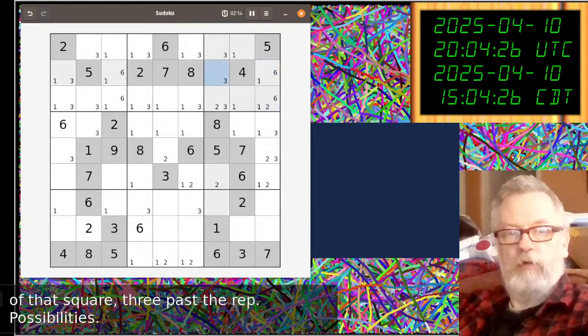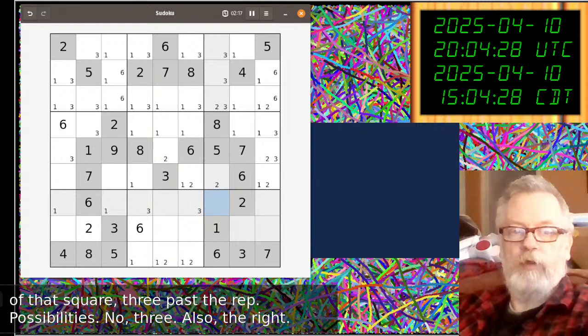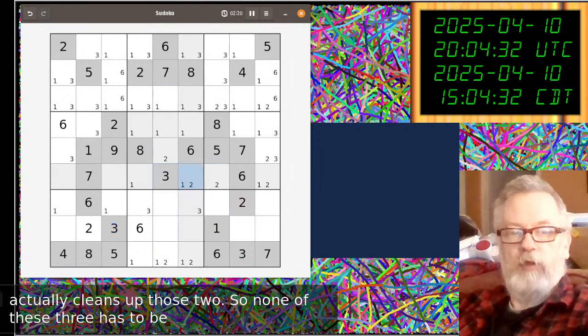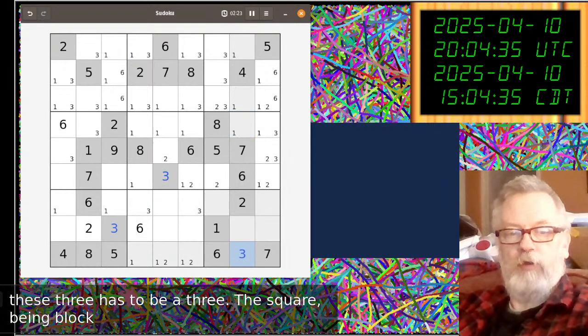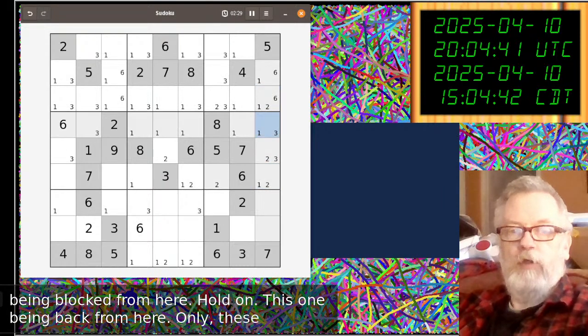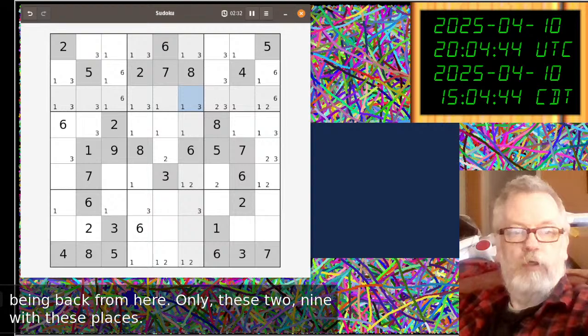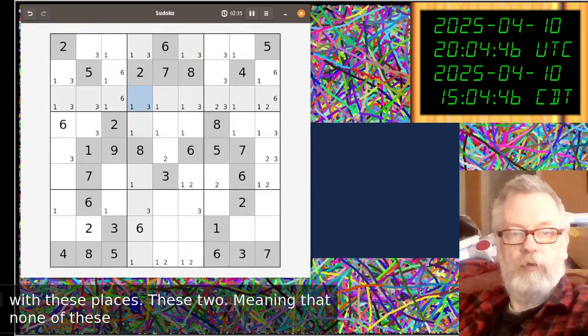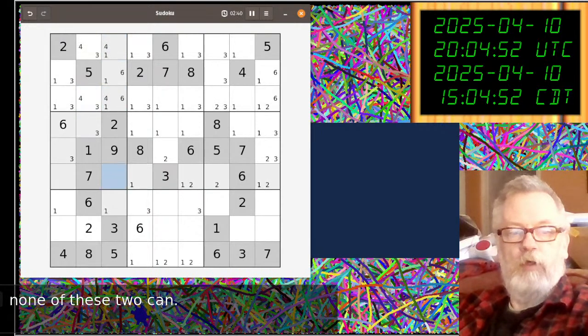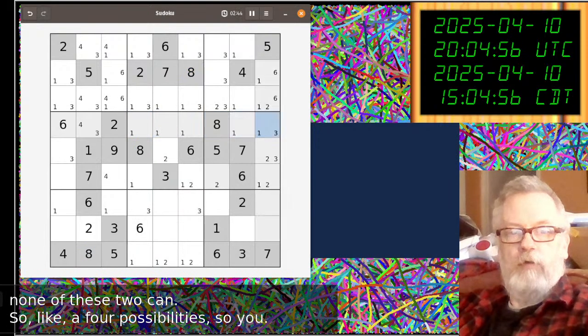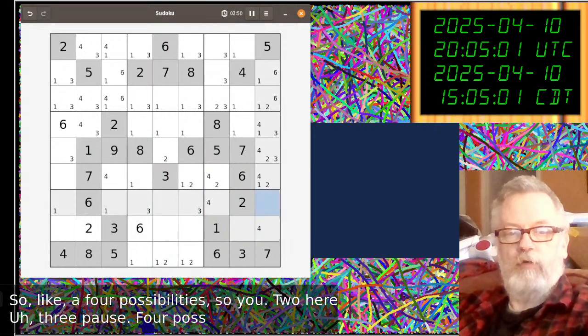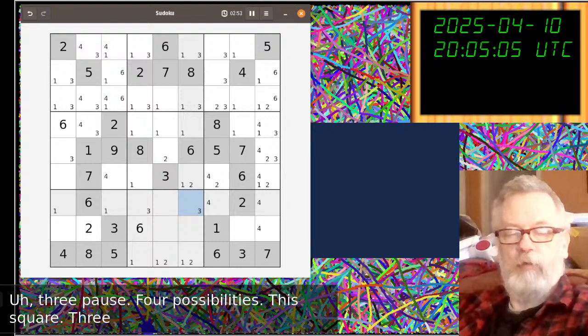That actually cleans up those 2, says one of these 3 has this square being blocked from here. This one being blocked from here. Only leaves these 2, and therefore neither of these 2 can be a 3. All right, 4s. I got 4 possibilities here to here. 4 possibilities in this square, 3 in this square, bottom left or bottom right, bottom middle. I've got 5 possibilities for a 4.